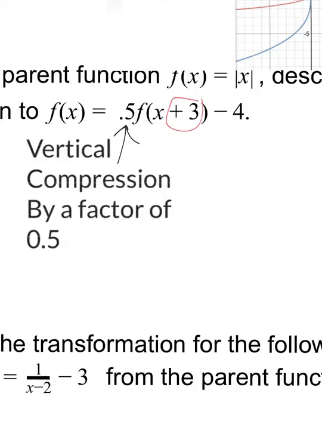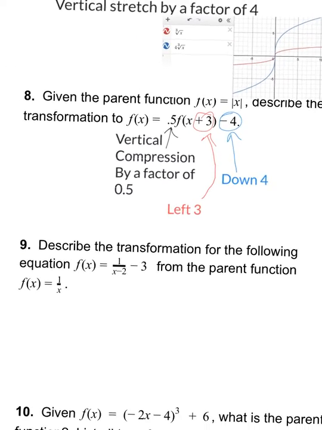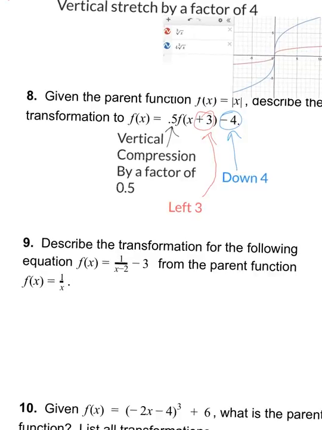What is the plus 3 doing? It's on the inside, so that means it can go left 3 units. What's the minus 4 doing? That's on the outside, so that means it can only go down 4 units. And that is the answer to number 8.